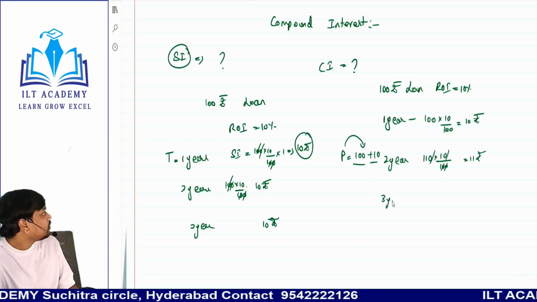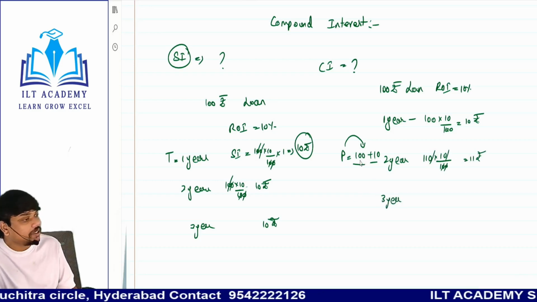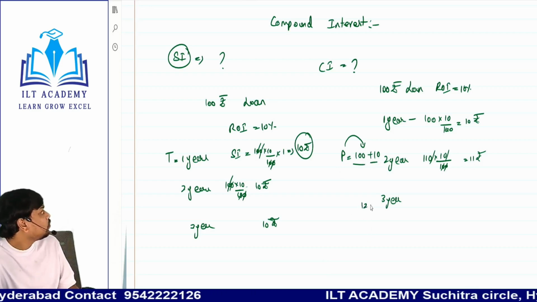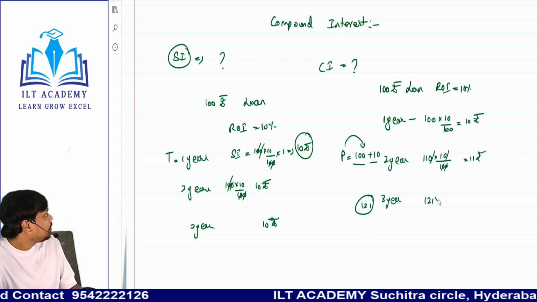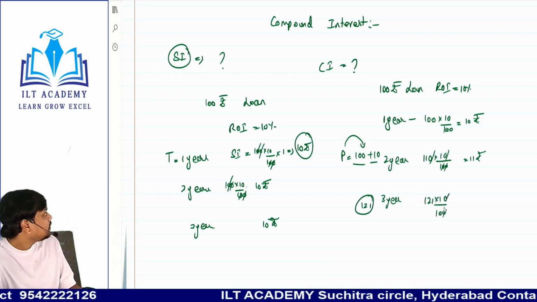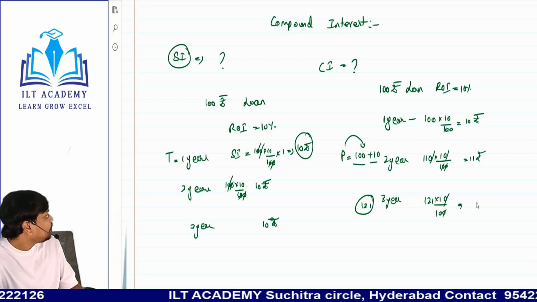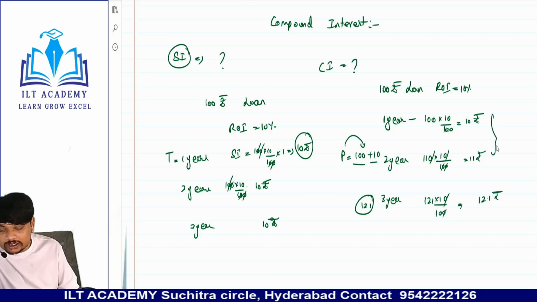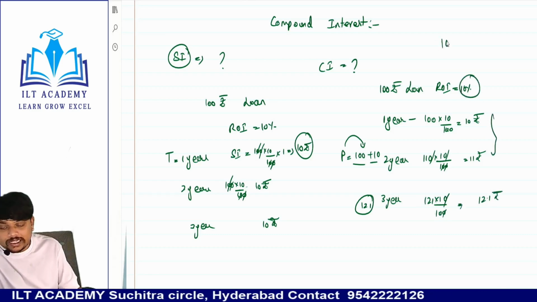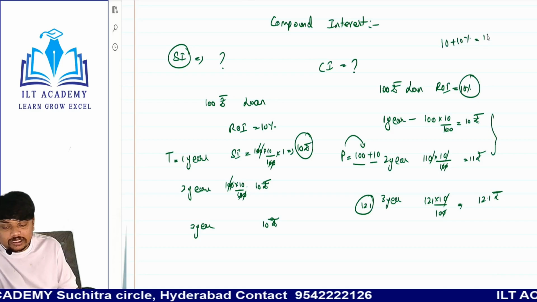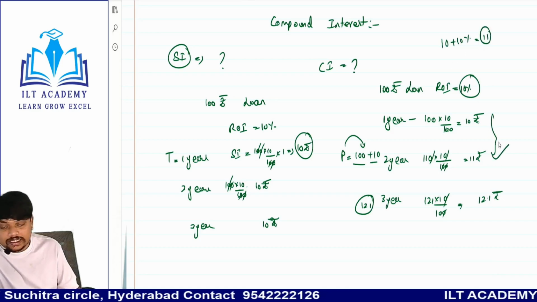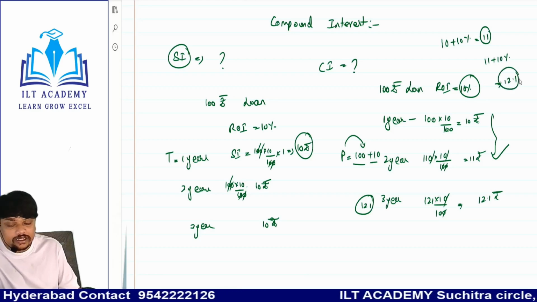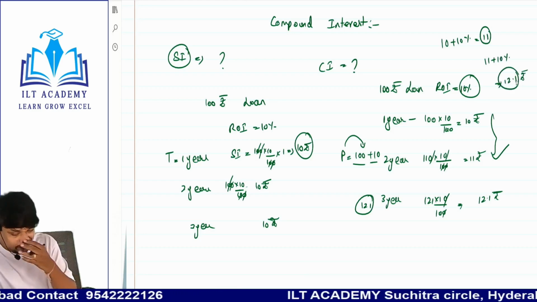Now in the third year, the principal accumulated already was 110. Now we add 11 to 110, so 121. Now 121 into 10 upon 100, this is the concept. So 121 divided by 10, 12.1 rupees. Now if you see, the interest is also growing by 10%. If you do it in your calculator, 10 plus 10% is 11. 11 is the second year interest. Now 11 plus 10% in the calculator is 12.1. That is the interest for third year.